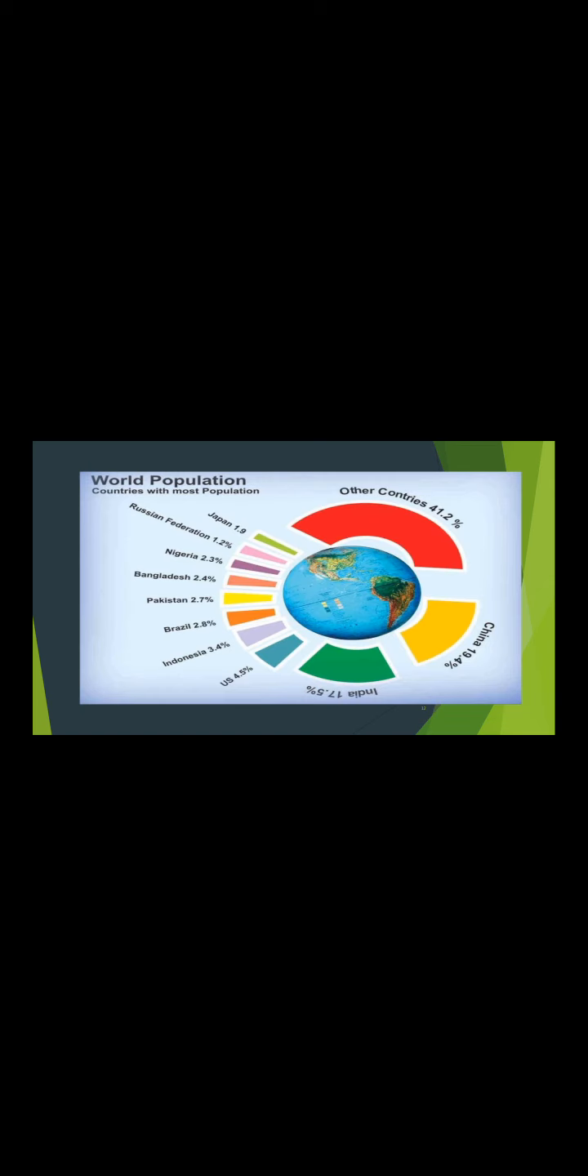Look at this picture. It shows the world population. The first place is occupied by China, and the next place is occupied by India. Our Indian government has initiated many steps to protect our population against COVID-19.